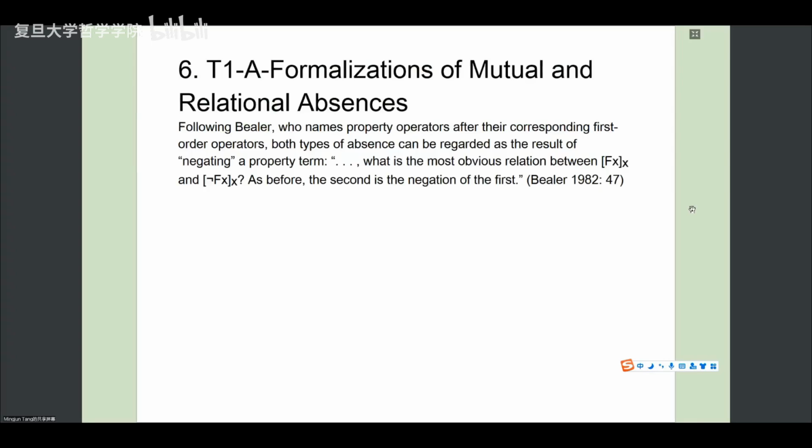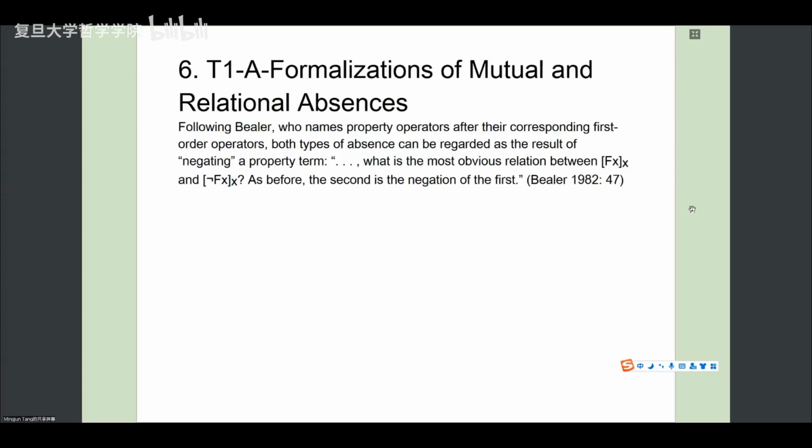Yeah, this is one. Now, how can we formalize mutual and relational absences? Following B-law, who names property operators after their corresponding first-order operators, both types of absence can be regarded as the result of negating a property term.